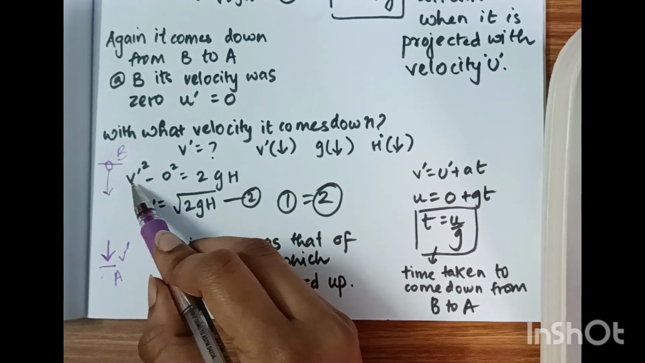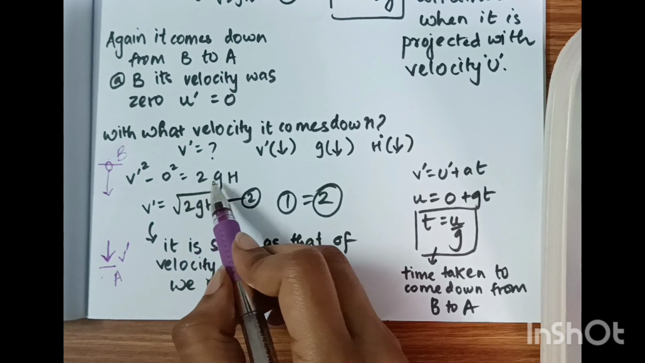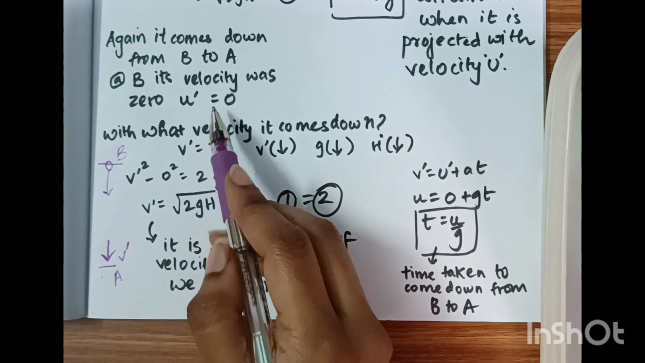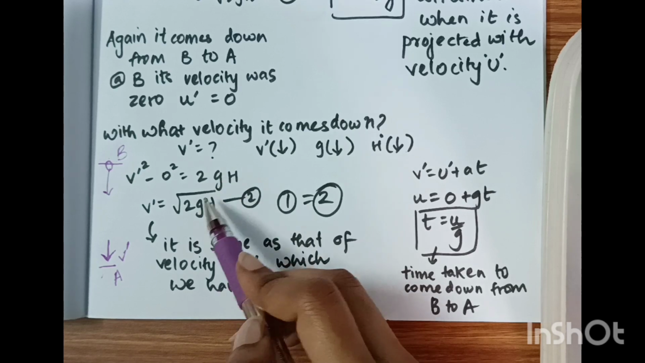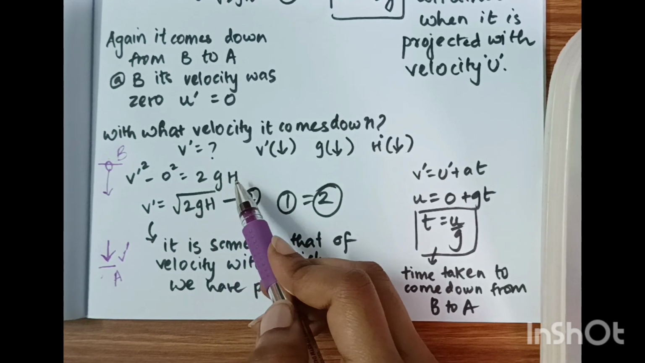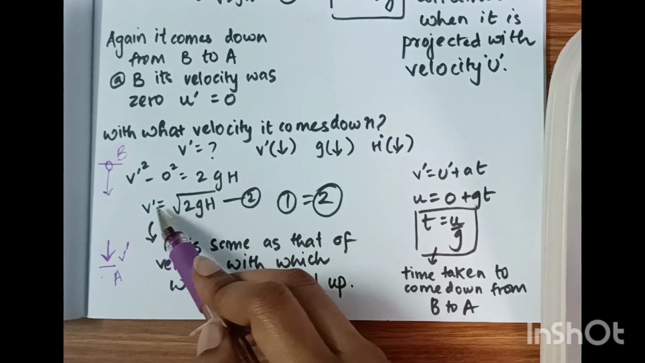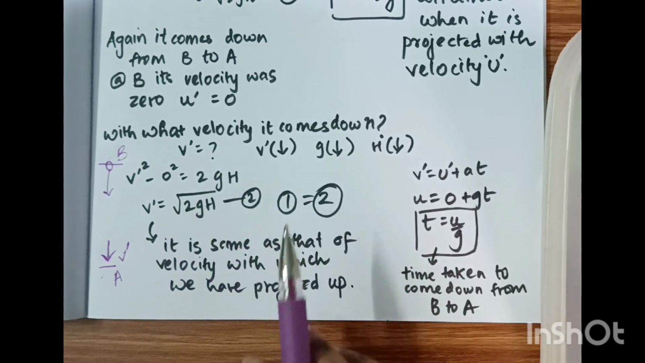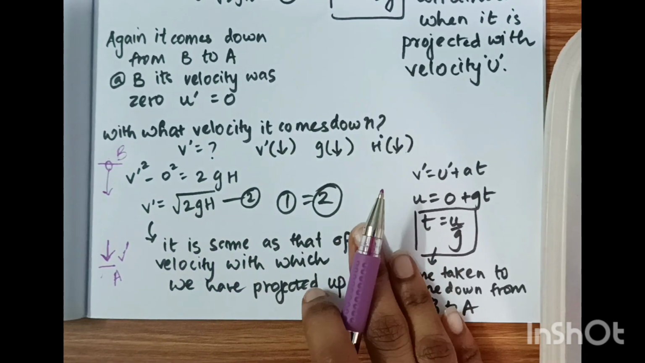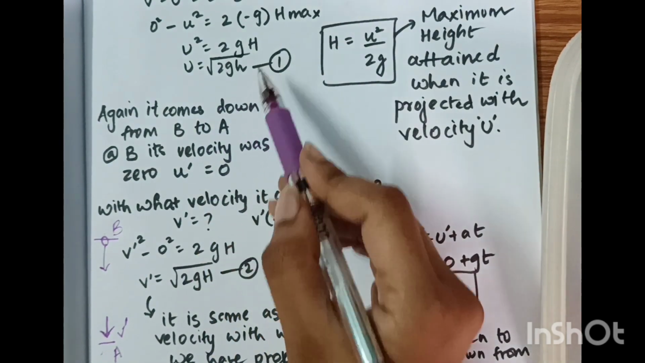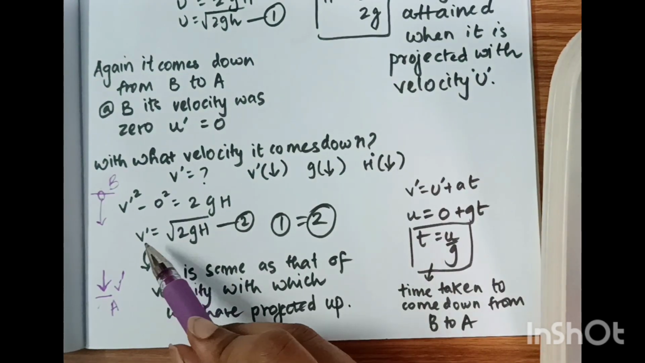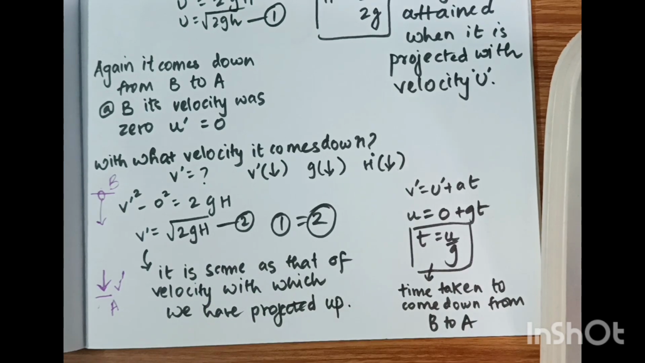So v dash square minus 0 square is equal to 2gh. Because u dash was 0, we already know that, and g is directed downwards, that is positive, h is directed downwards, that is also positive, and v dash is equal to root 2gh. Already we have seen u equals root 2gh, and now v dash is also equal to root 2gh.